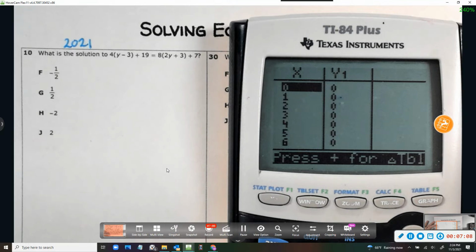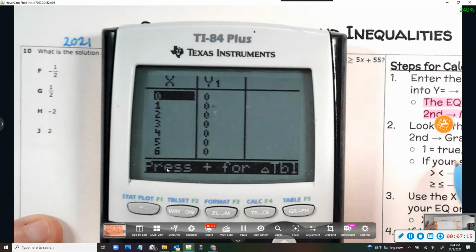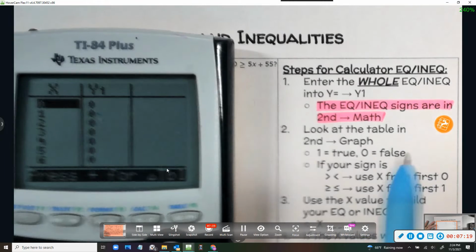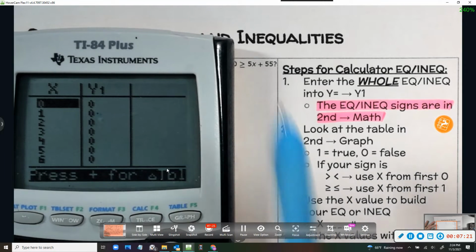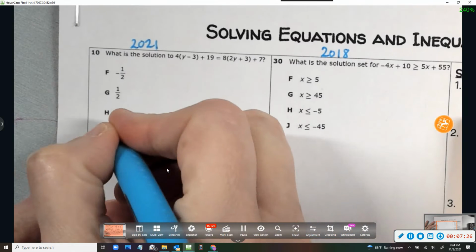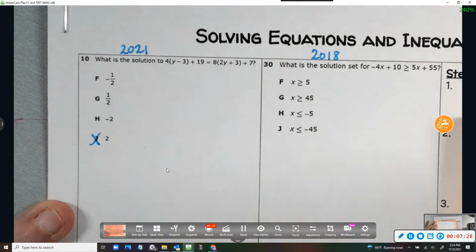Okay, so now when you look at this, all you see are zeros. But I see 2. So 0 means false, 1 means true. So false means not the answer. Well, 2 has a 0 next to it, so I know 2 is not the answer.